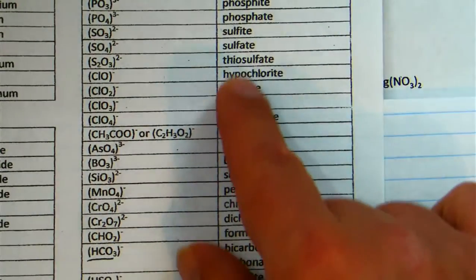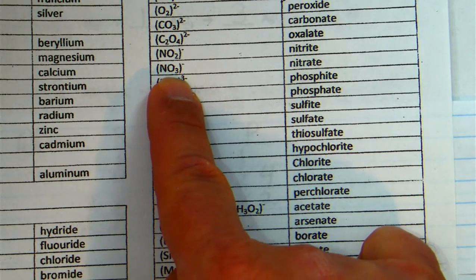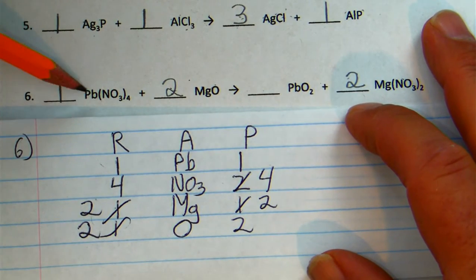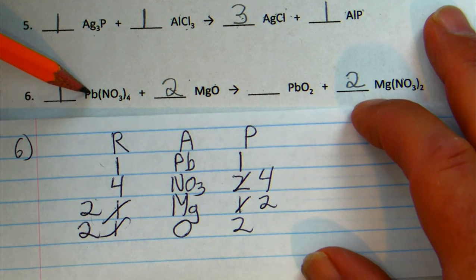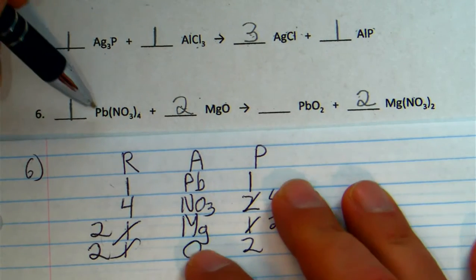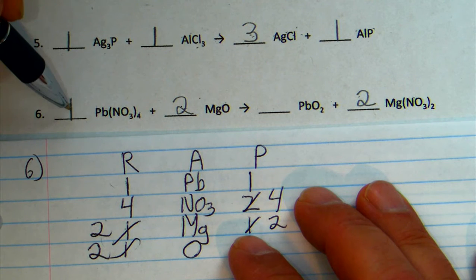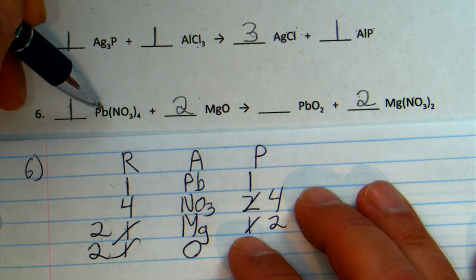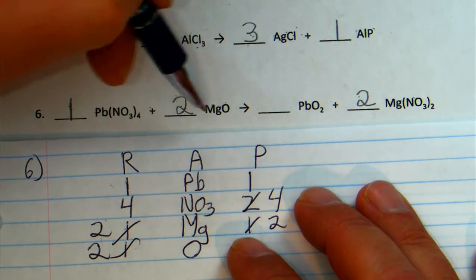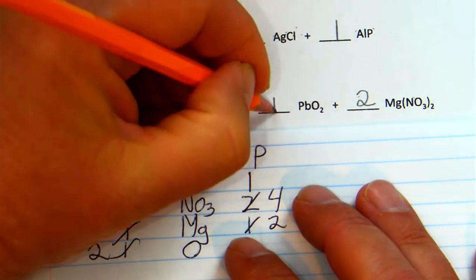Well, nitrate, you probably don't remember, is a 1 minus charged polyatomic ion. If I need 4 of them to electrically neutralize this 1 lead atom or ion, this lead must be Roman numeral 4. So as a sentence, I would say 1 molecule of lead 4 nitrate combines with 2 molecules of magnesium oxide to produce 1 molecule.